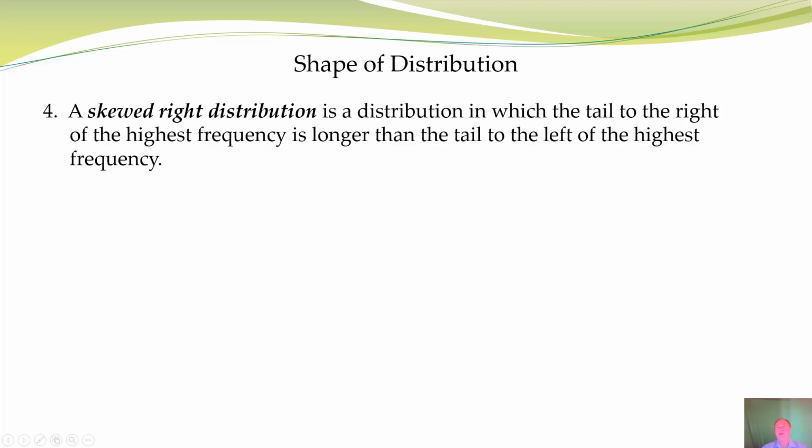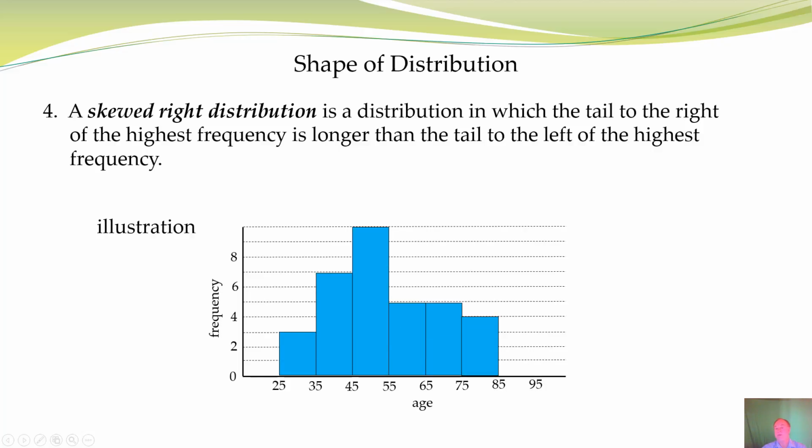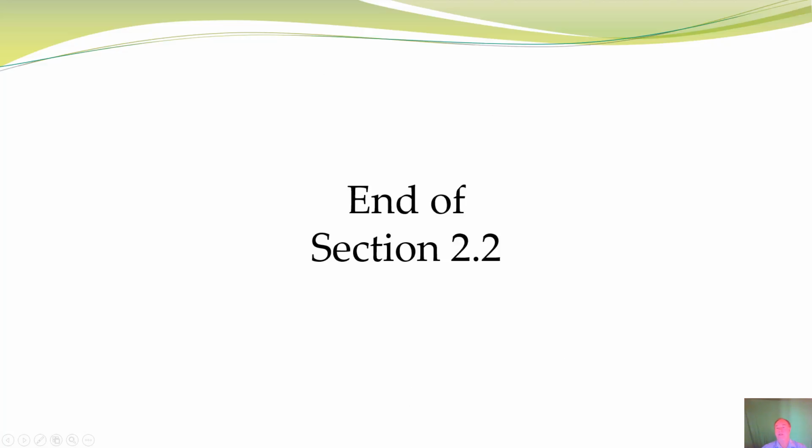Now number 4, skewed right distribution is a distribution in which the tail to the right of the highest frequency is longer than the tail to the left of the highest frequency. So again, an illustration. If I went and drew my bars, if this was my distribution, I would notice the right tail is longer than the left tail. So this would be skewed right. So those are the 4 different categories for a distribution. You could have uniform, bell-shaped, skewed left, skewed right. And this brings us to the end of section 2.2.